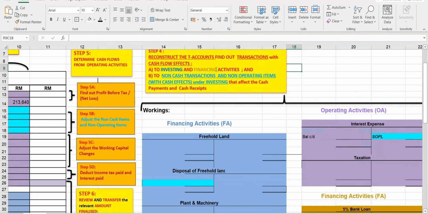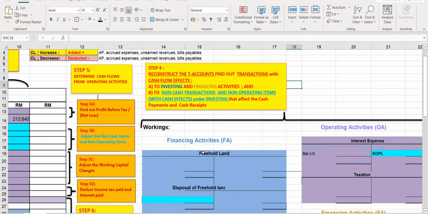Okay, let's go to step number 4. Step number 4 is for you to reconstruct the T accounts or the ledger accounts here, where possible, wherever necessary only, to find out the transactions that have cash flow effect. When I say transactions have cash flow effect, that might be cash payments or cash receipts that relate to the investing and financing activities. And also at the same time, you may also come across non-cash transactions and non-operating items that somehow have cash effects under investing activities that may also affect cash payments and cash receipts. So we're going to look at that.